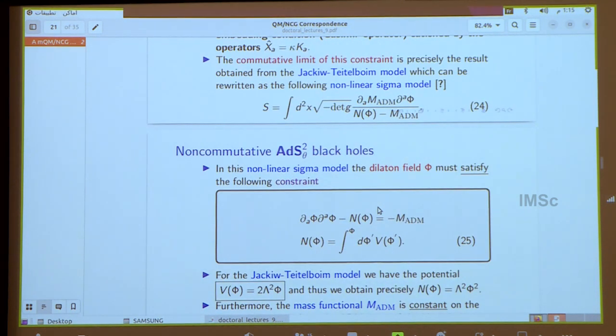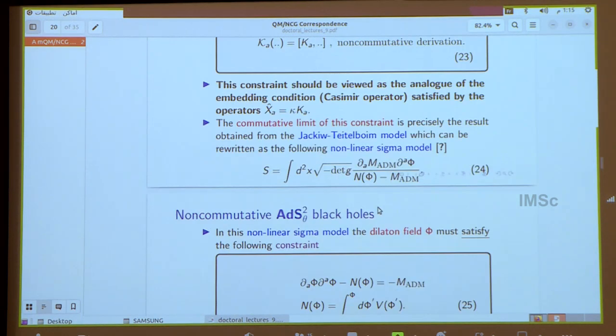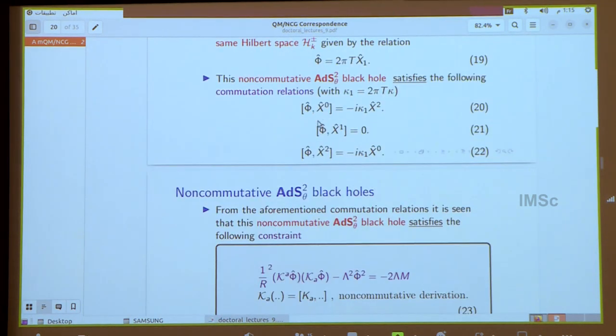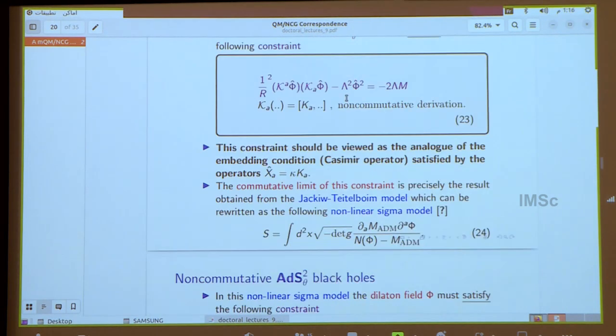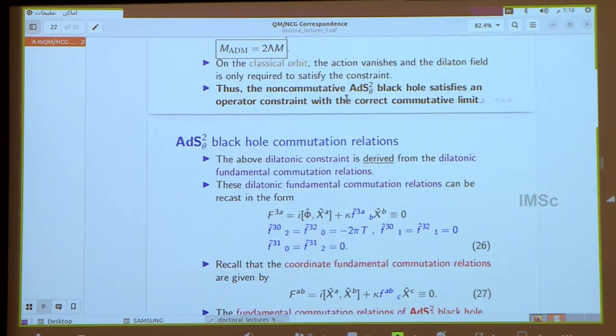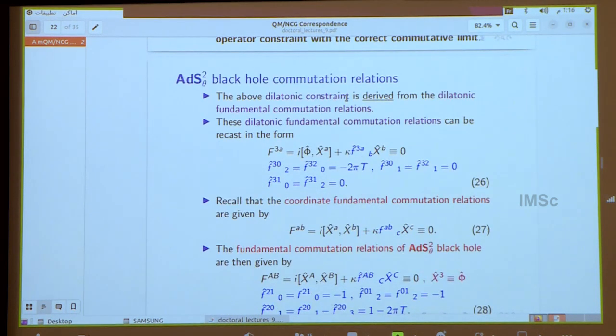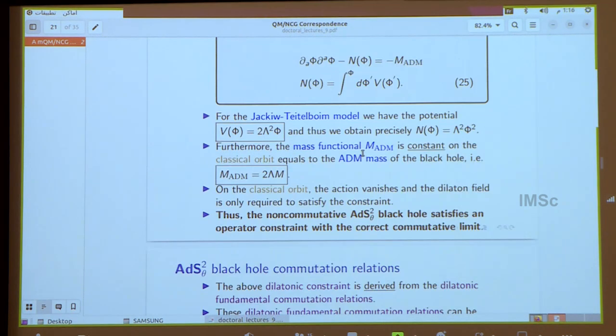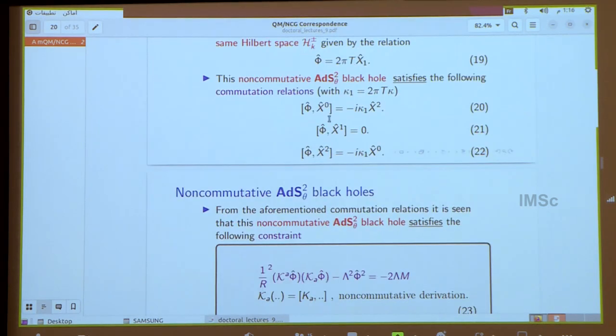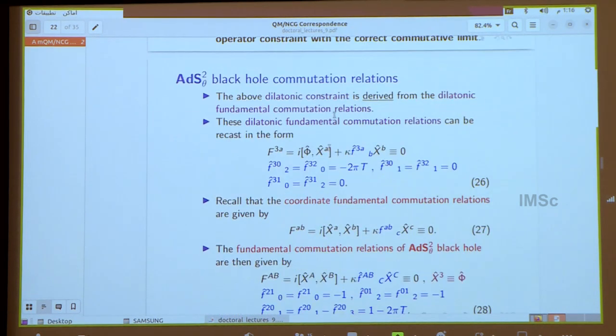Now, once we have reached this point, we are more confident that our description of the dilaton field is indeed given by these commutation relations. Now, I would like to rewrite these commutation relations in a way that allows me to write a Yang-Mills matrix model for which the classical solutions are given by this dilaton field plus the non-commutative AdS2. So I rewrite these commutation relations as a field strength, as in equation 26. So I simply rewrote it.